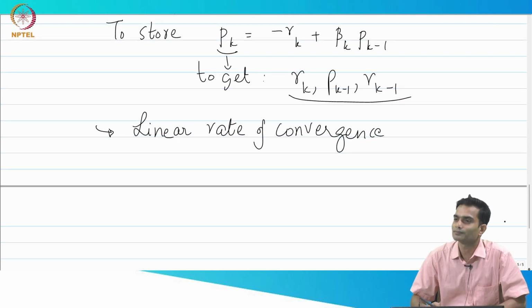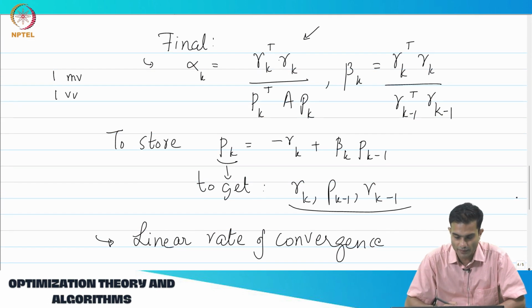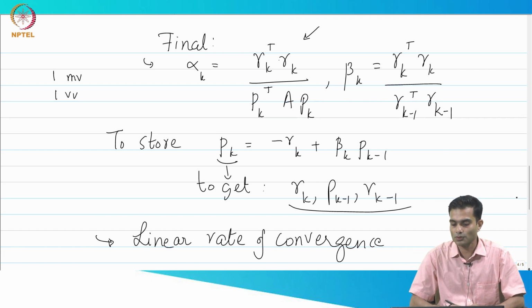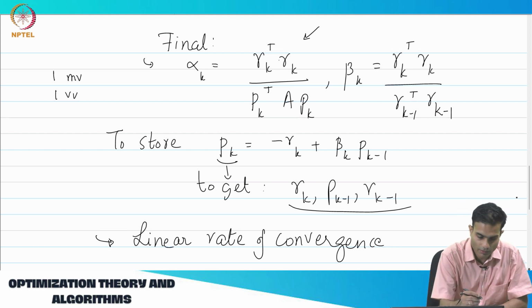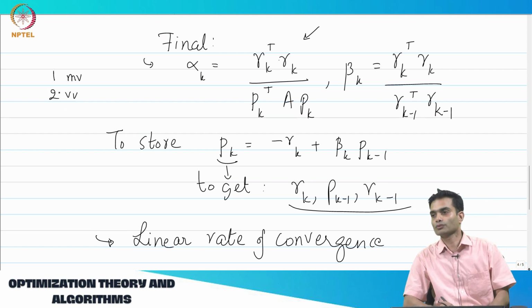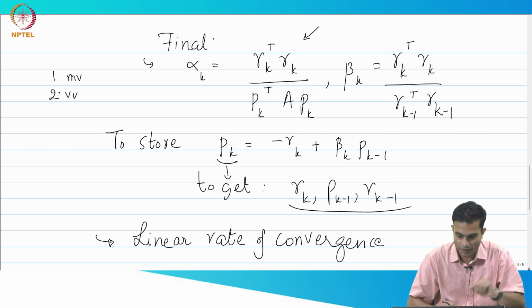Yes, question? Do we have two vector-vector calculations? Which are those? First is rk transpose rk. Second is pk transpose multiplied by A pk. Oh, right. Yes, he's right. There are actually two vector-vector products. I don't have to calculate rk minus 1 transpose rk minus 1 because that was already stored. He's right. There are two vector-vector products.